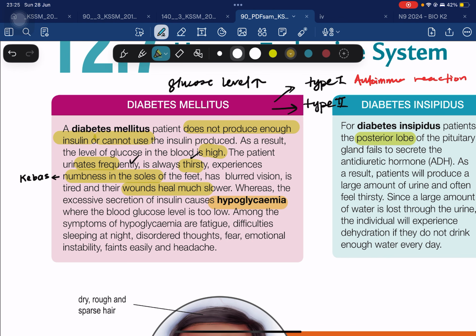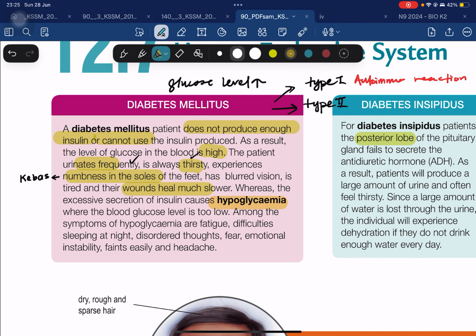Because of that condition, what are the symptoms that occur? For example, you will feel fatigue because you don't have enough glucose to use for cellular respiration or even for your basic daily life, so you cannot do vigorous activities. At the same time, you will also encounter difficulties sleeping at night and disordered thoughts.